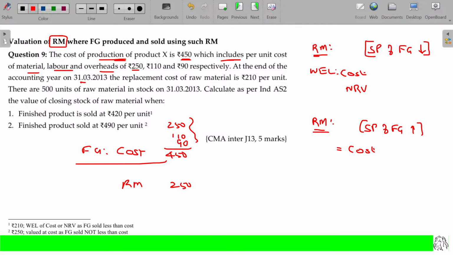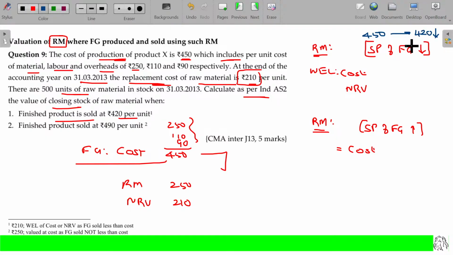At the end of the accounting year, the replacement cost of raw material is 210. NRV being 210. Today, the value of raw material is 210. There are 500 units of raw materials in stock. Calculate as per Ind AS 2, the value of closing stock. Scenario 1, the finished product is sold at rupees 420. Originally selling price 450, now decreases to 420, then decreases. In that case, cost of raw material 250, NRV being 210, whichever is lower will be taken.